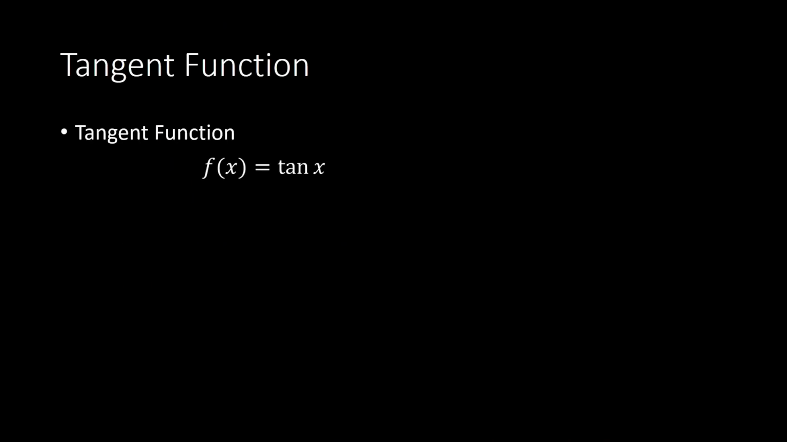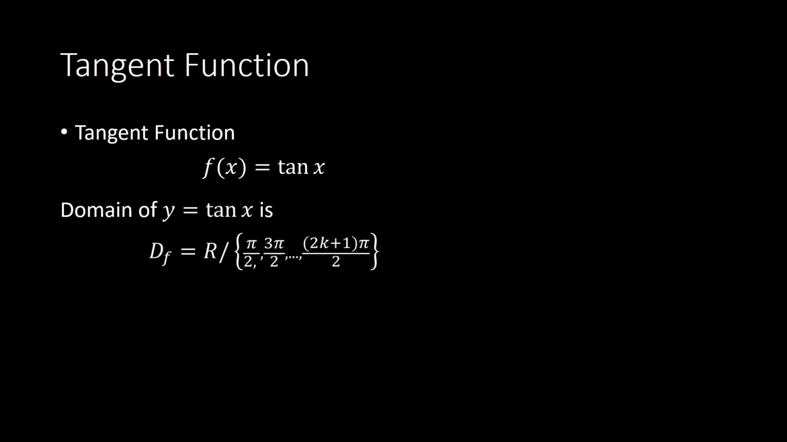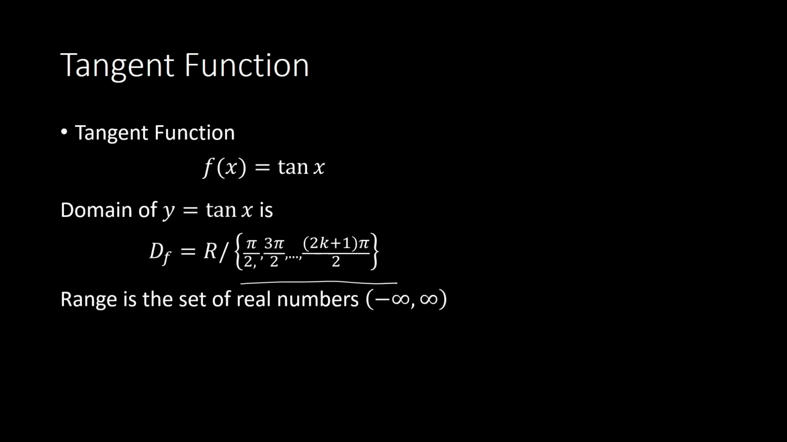So let f of x be equal to tangent of x. The domain of this function is the set of real numbers except pi over 2, 3 pi over 2, odd multiples of pi over 2. The range of your function y is equal to tangent of x is the set of real numbers. Now let us recall that tangent of t is equal to sine of t divided by cosine of t.